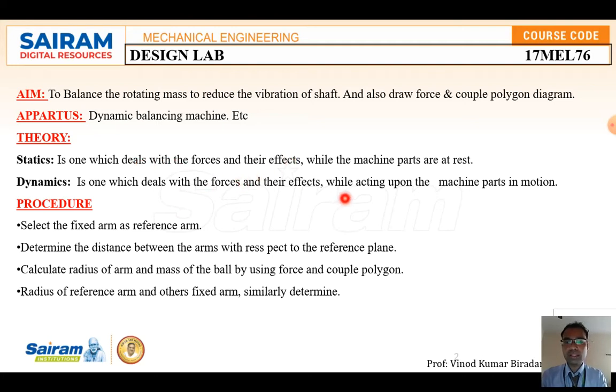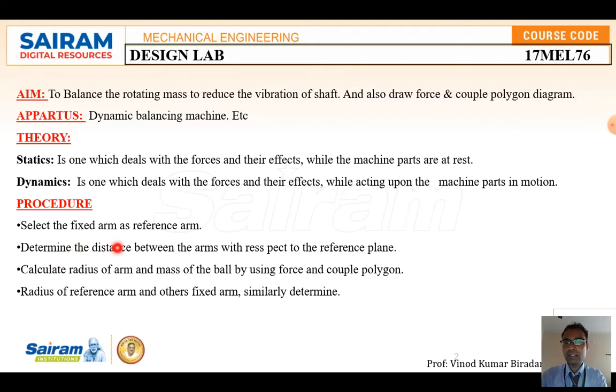So how to conduct this experiment? Looking at the diagram, first select the fixed arm as the reference plane. There will be four planes. First you fix the arm that is the reference plane; you have to assume that.